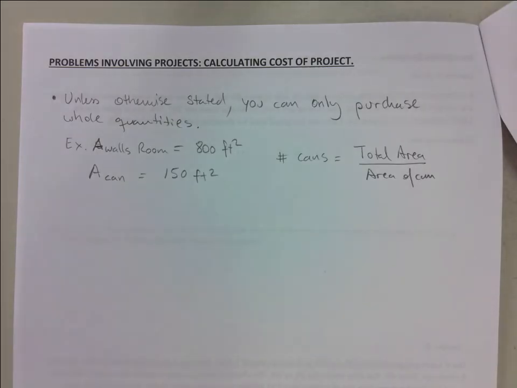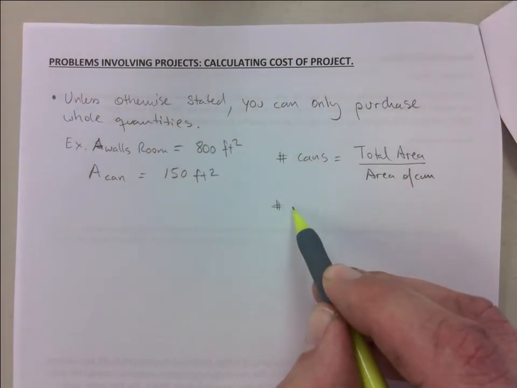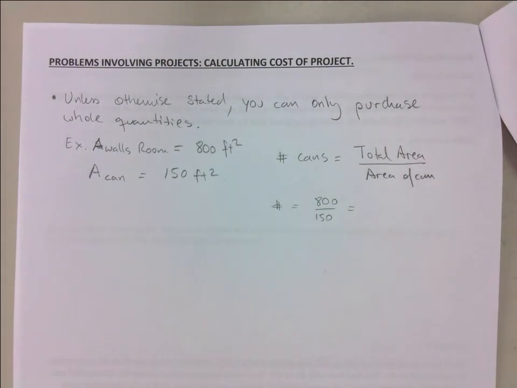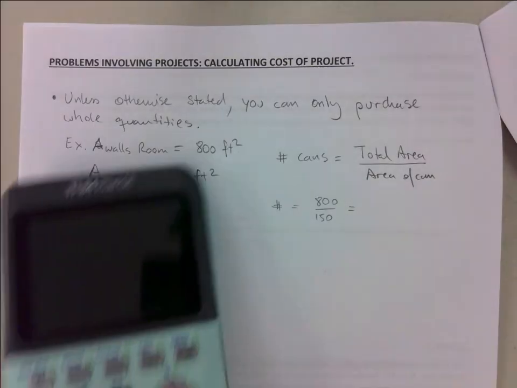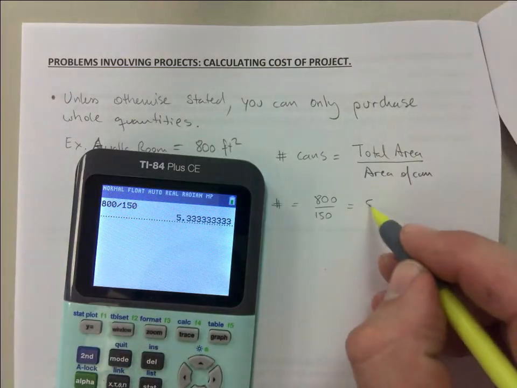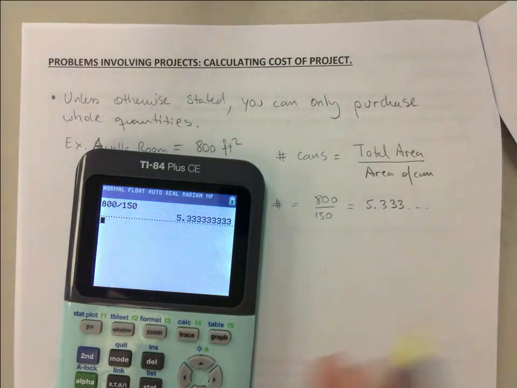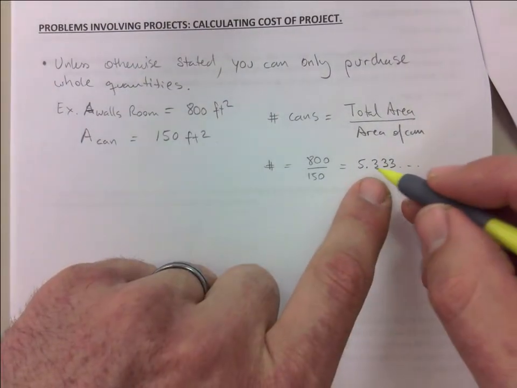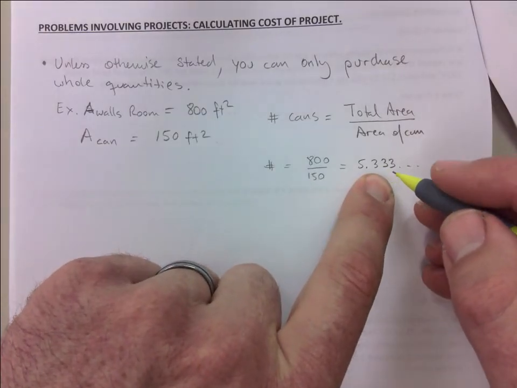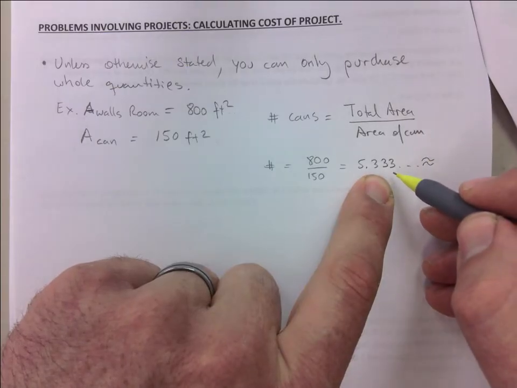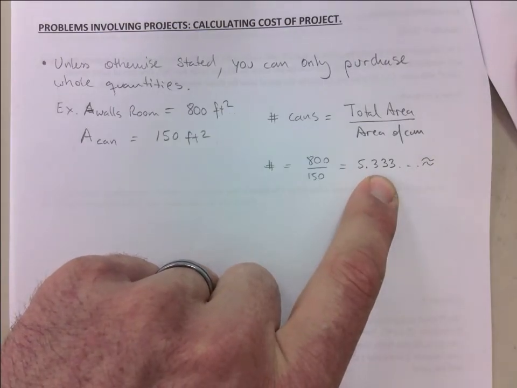That's the coverage, by the way, how much a can can cover. Okay? So in this case, it would be 800 divided by 150. So you go 800 divided by 150. So that's 5.33. See what I mean? So a lot of students want to go straight to the cost there. But first do this part where you figure out how many you need to buy. Right? And then you will say, how many would you need to buy? How many cans if you need 5.33?